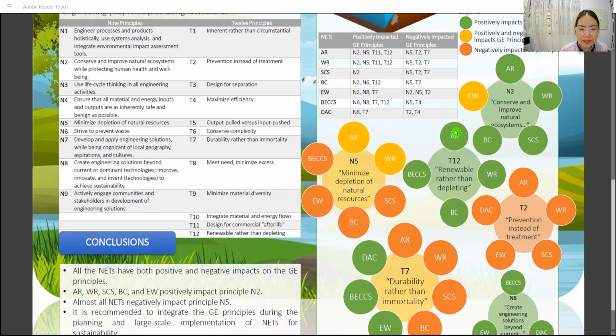Since all the NETs except for DAC require significant amounts of resources like land, water, and nutrients, they negatively impact Principle N5, which is minimize depletion of natural resources. However, since AR can produce food, fuel, and fiber while providing habitat, it's in line with Principle N5. Similarly, wetlands provide shrimp and fish while sheltering biodiversity. So AR and WR require natural resources, but at the same time they also give back to natural resources. That's why they're color yellow.